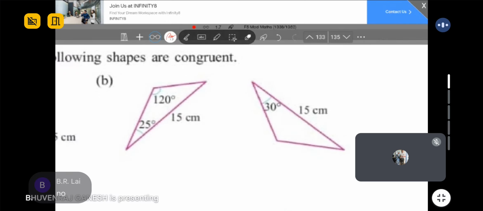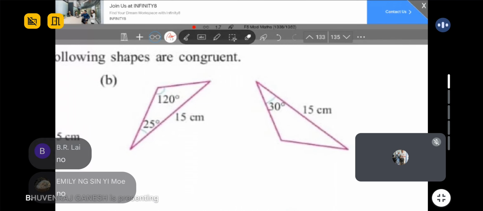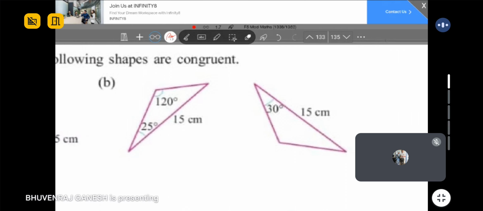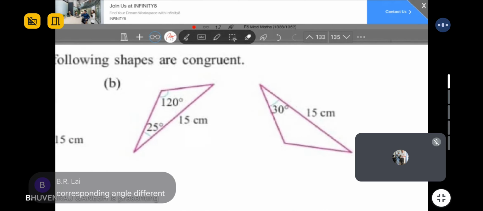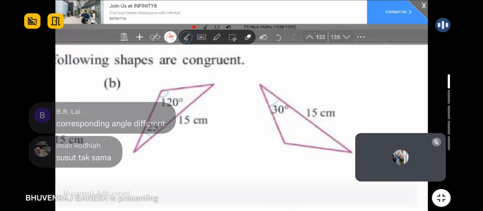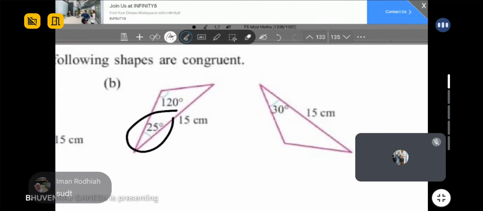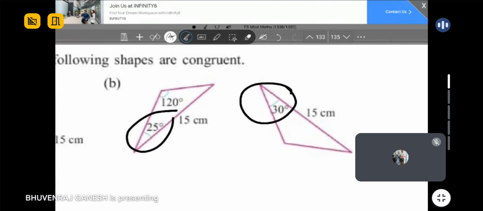Soalan B ni congruent ke tak? Okay, sama? Lagi-lagi? Very good. Okay, the answer is no. Okay, so why you guys say no? Can you give one reason? Very good. Corresponding angle different. Correct. So guys, you can see over here. 25, 30. Sudut dah berbeza. Yes, sudut tak sama. Very good. So that is the correct answer.